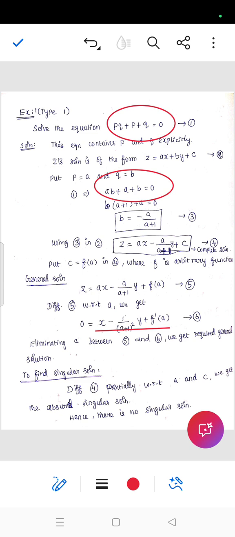Just it is enough to write eliminating a between 5 and 6, we will get the required general solution. It is enough to write. No need to eliminate all and do the calculations. Just it is enough to write this sentence. And next step is to find the singular solution.